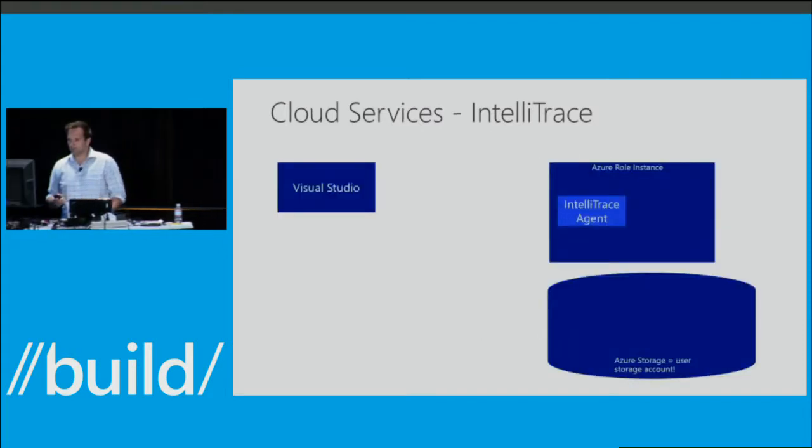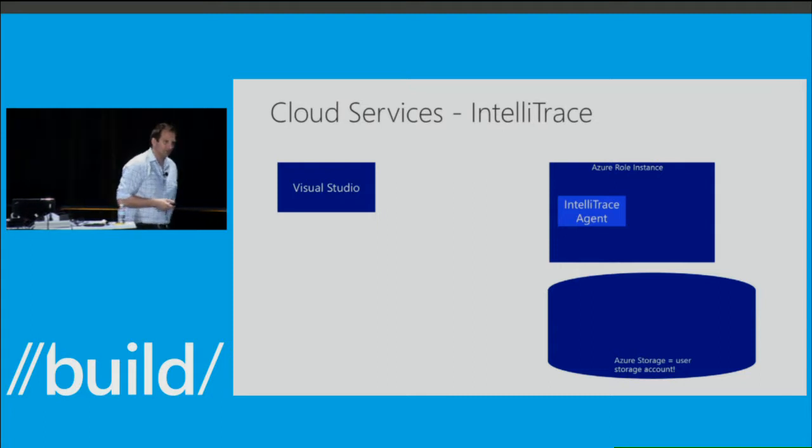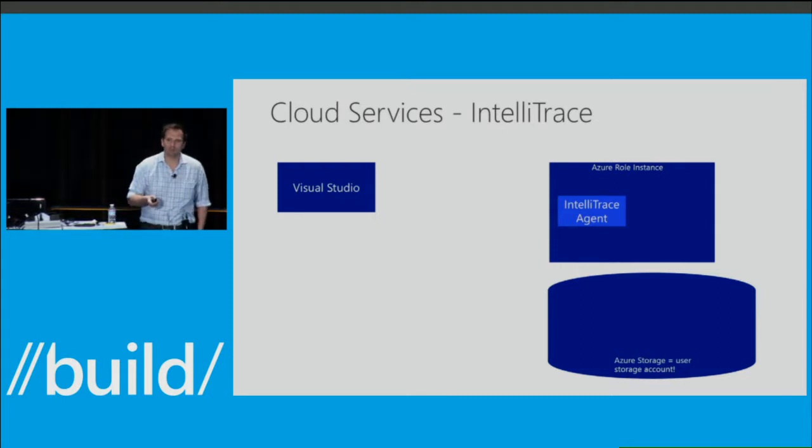So the way the IntelliTrace agent works, it's kind of similar to the diagnostics agent. In Visual Studio, and I'm going to show you that in a second, you basically publish your project, you select IntelliTrace, and you make some adjustments to what you want to collect. Let's say you just want to collect events or calls, right? So you configure the IntelliTrace agent and then you publish it to Azure.